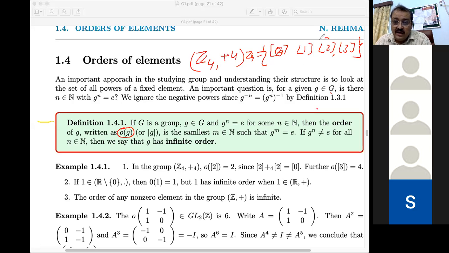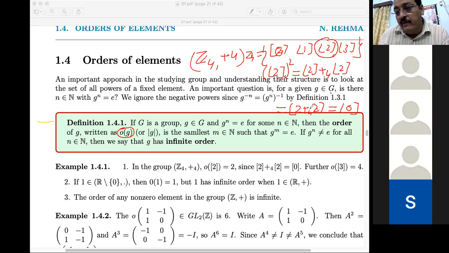For example, I take the order of equivalence class 2. What is the order of 2? Let me take the square of this. The square means equivalence class of 2 plus modulo 4 equivalence class of 2. And how was the equivalence class defined? 2 plus 2 is equal to 4. Divide by 4, the remainder is 0. So this gives you the equivalence class of 0.